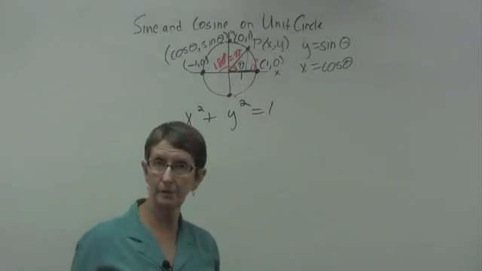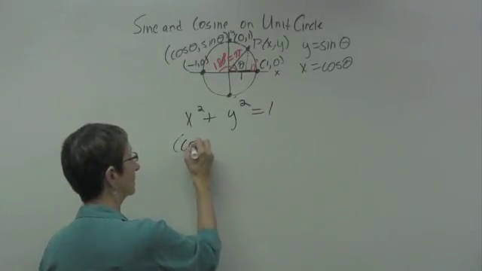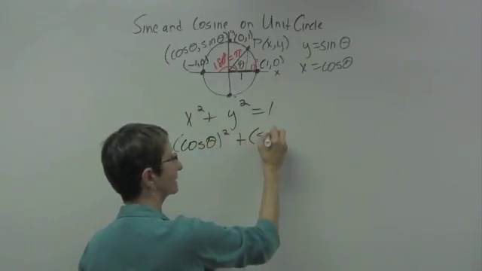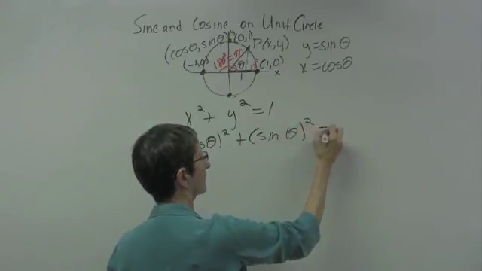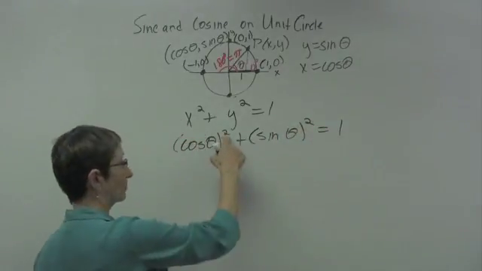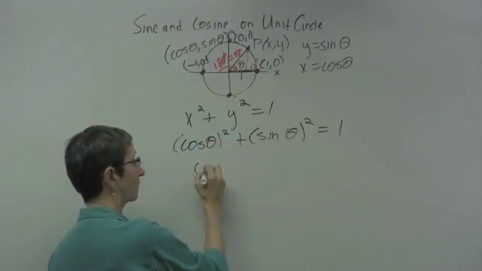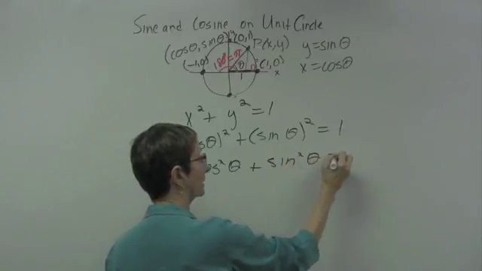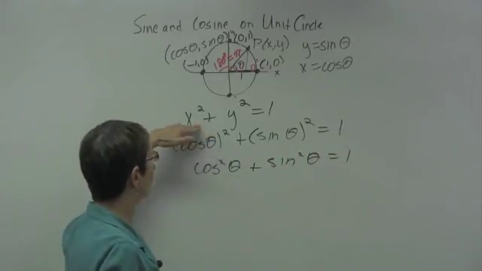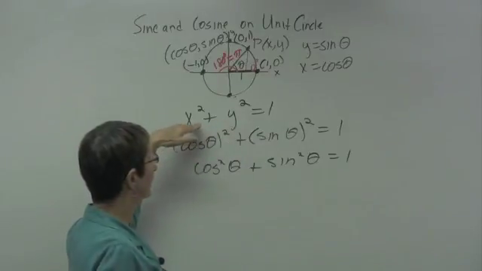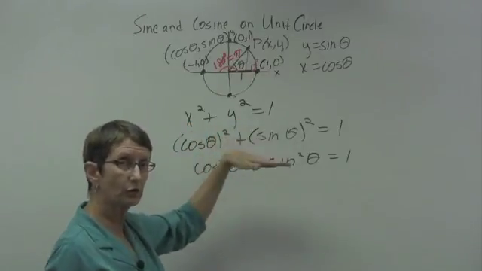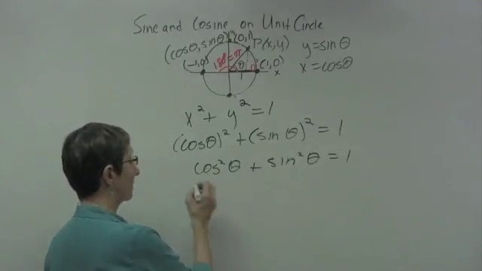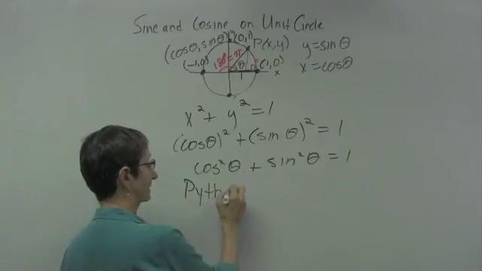But we said that x is the same as cosine theta, and y is sine theta. So, cosine theta squared plus sine theta squared is equal to 1. We usually write the square as cosine squared theta plus sine squared theta equals 1. And so from the x squared plus y squared equals 1 equation of the circle, we also have that cosine squared theta plus sine squared theta is equal to 1. And that's called the Pythagorean identity.